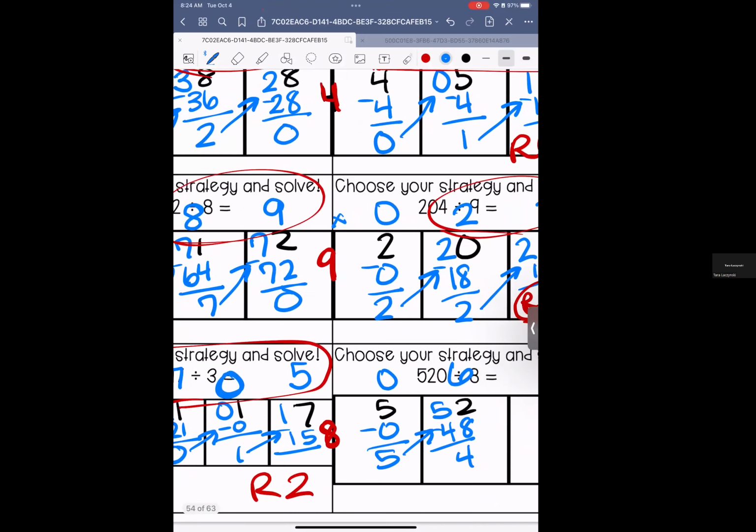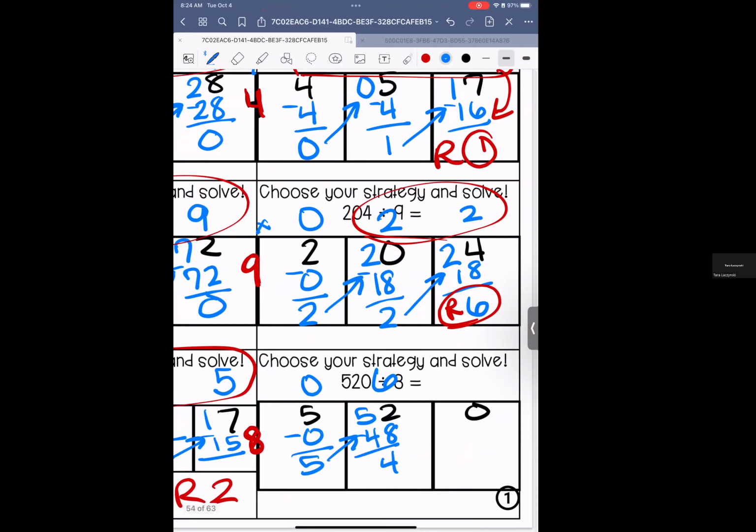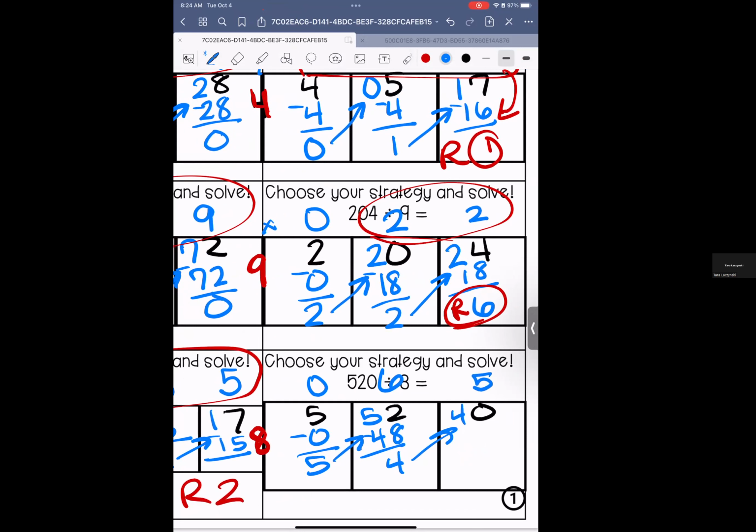Let me move this over. There we go. Bring it next door. 8 goes into 40 5 times. 5 times 8 is 40. Nothing left over. Our final answer for this one is 65.